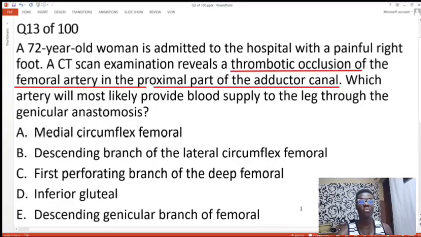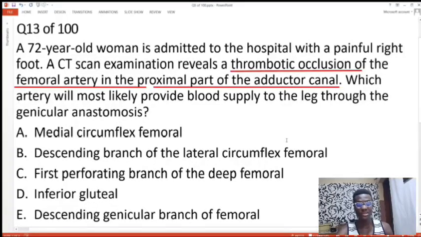So the descending genicular branch of the femoral artery is a branch of the femoral artery at the point of exit of the adductor canal. When the femoral artery is almost exiting the adductor canal to enter the adductor hiatus, that is when it gives off the descending genicular branch that actually takes part in the formation of genicular anastomosis.